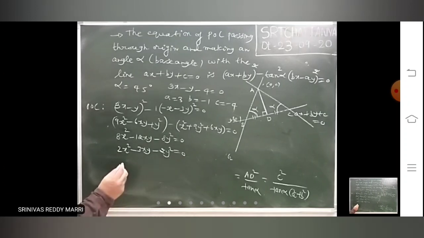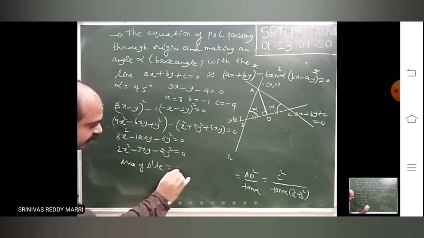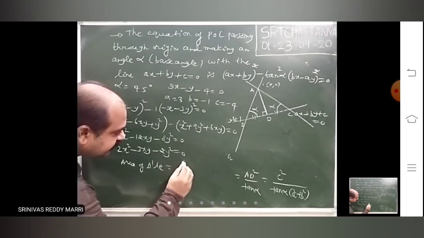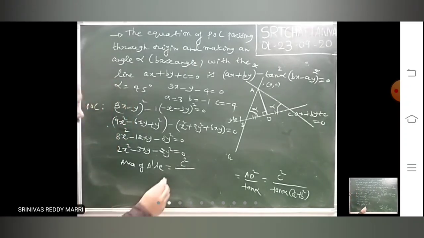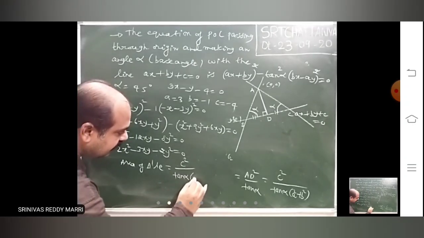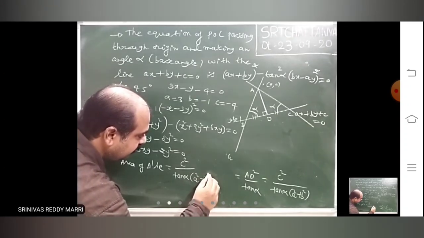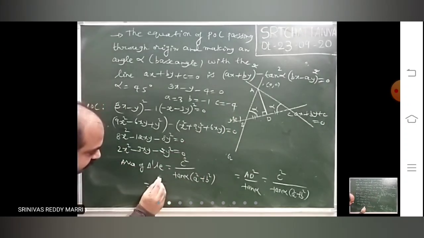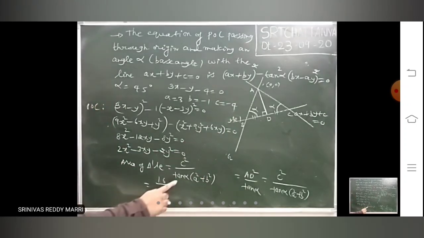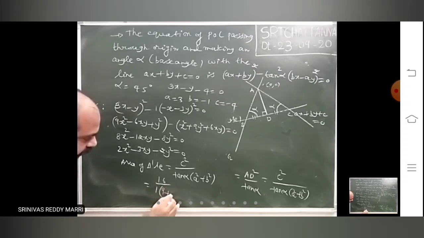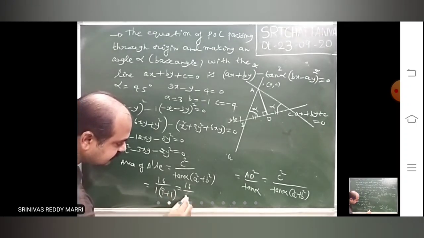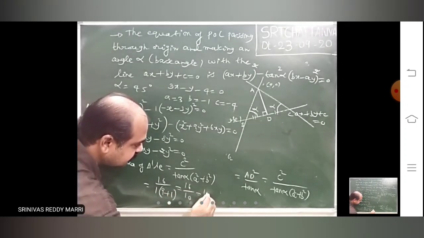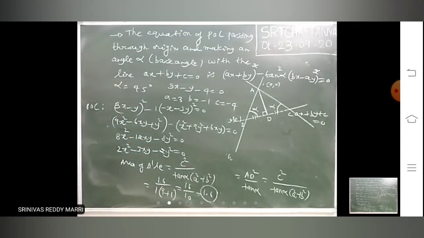Now suppose you are asked for the area of the triangle. What is the formula? C square divided by tan alpha into (a square plus b square). This is the formula. What is c square? 16, divided by tan 45, which is 1, into (a square plus b square), 9 plus 1. That means 16 by 10, that means 1.6 is the area.